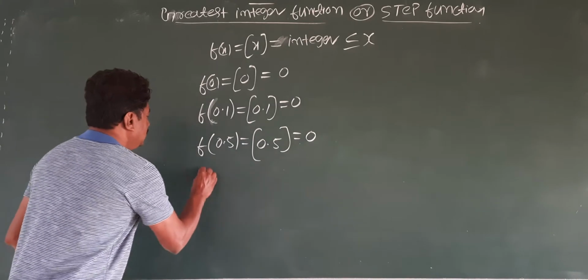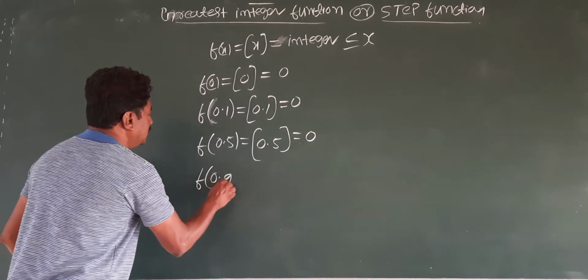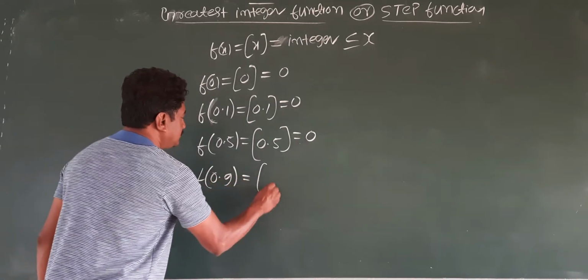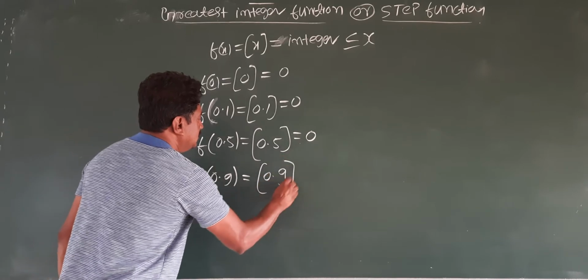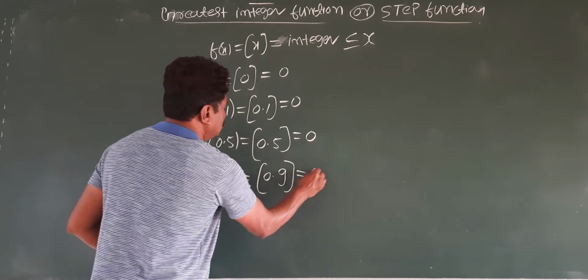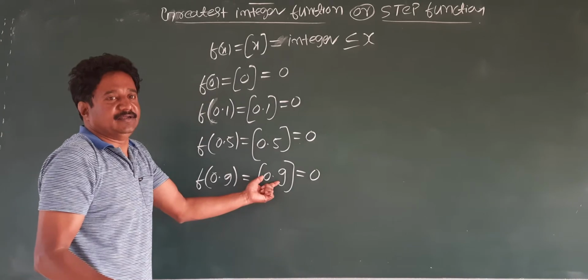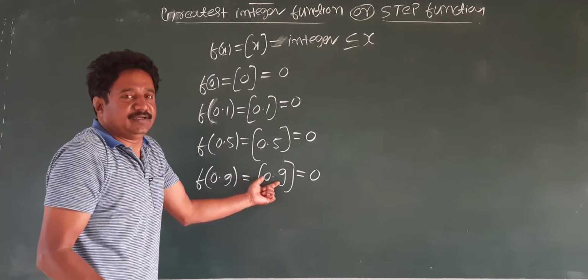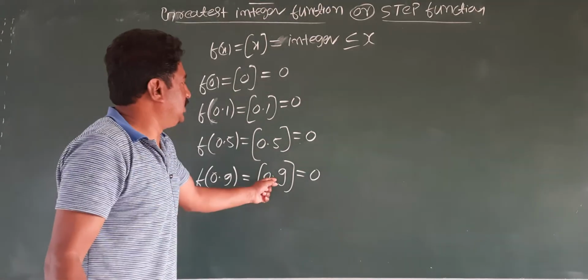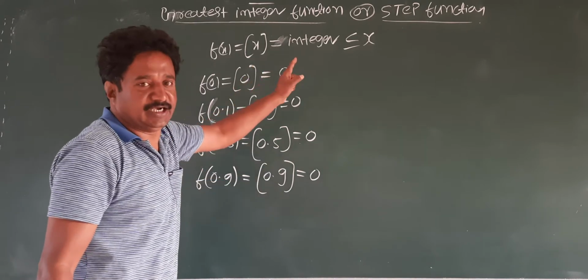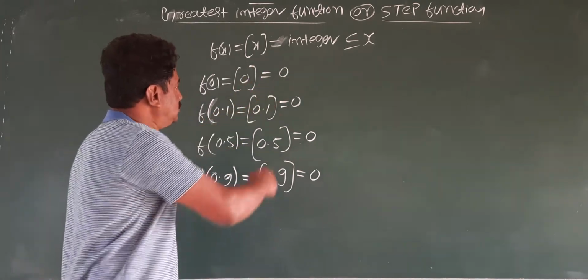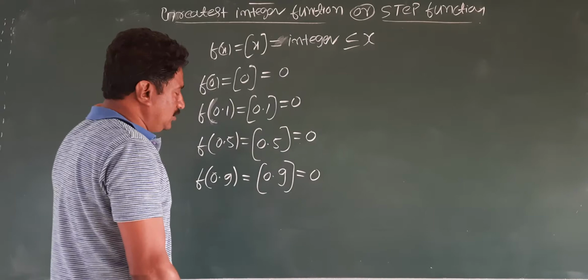So write f of 0.9. Again it is 0. It is a decimal number. If it is a decimal number, you write an integer less than that number. So this is how it has been defined.